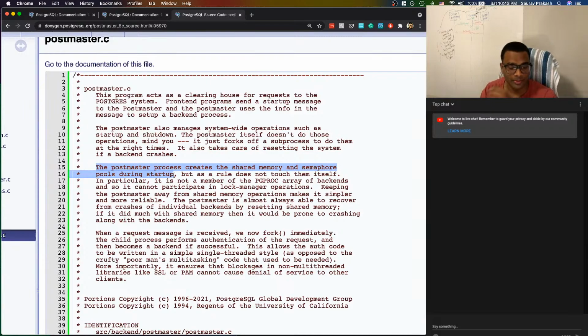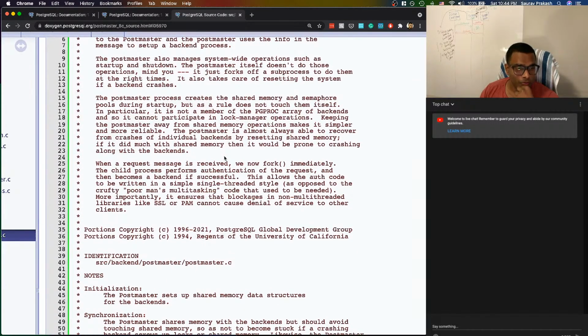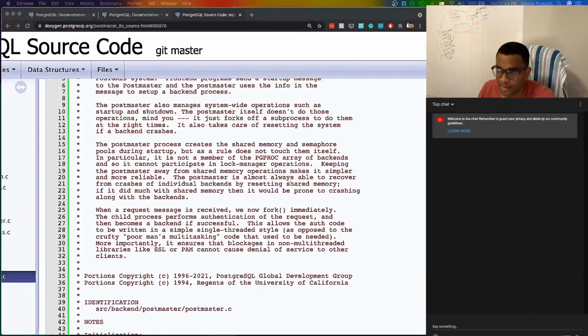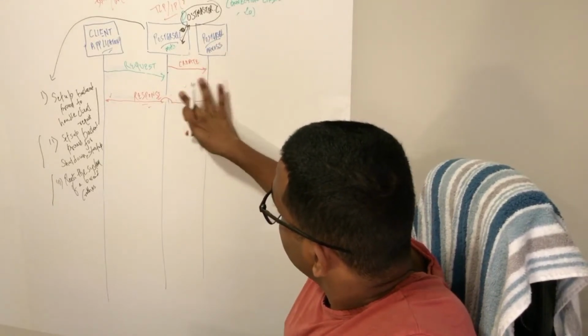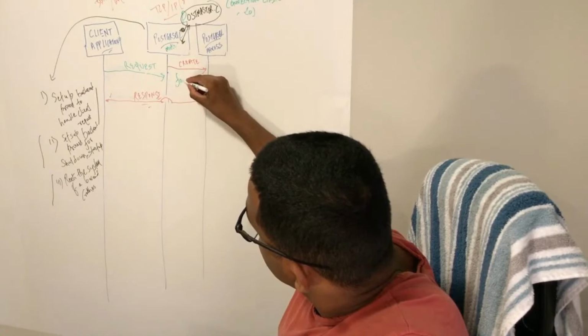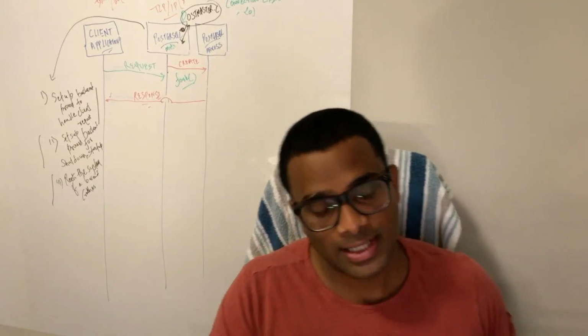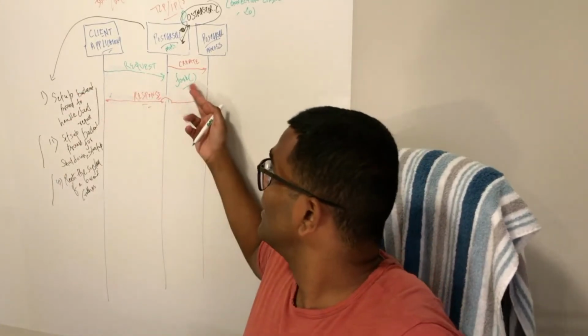The postmaster is almost always able to recover from crashes of individual backend. When a request message is received, we now fork immediately. Ah, this is interesting. So let's get back to our whiteboard. Okay. So it's saying whenever this happens, how does it create it? It calls this function fork. That's what the postmaster process does. When a request message is received, this is the request message, right? And then this is the fork.